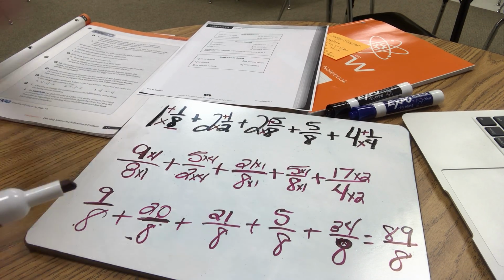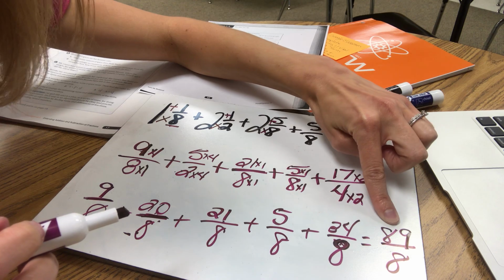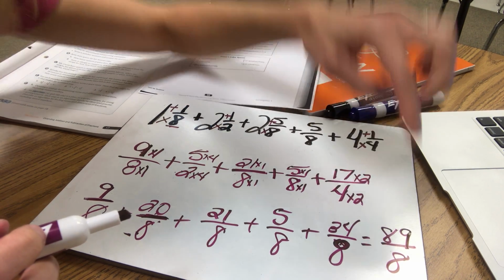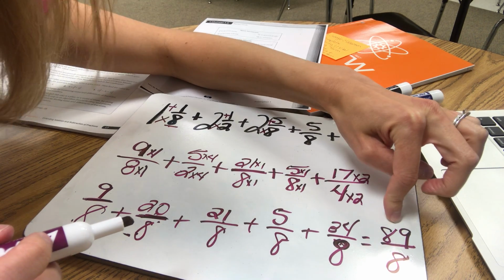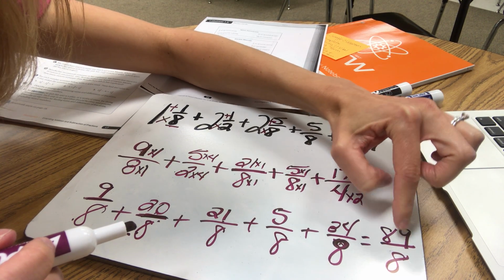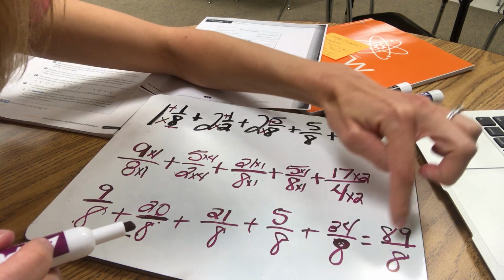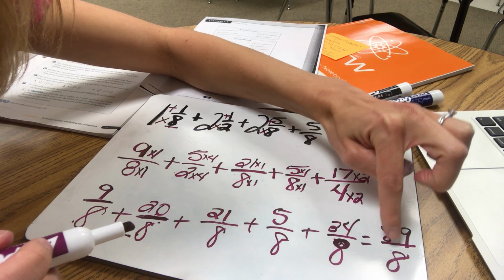Okay. Now we have an improper fraction, and we want to simplify this. We want to turn it back into a mixed number like these were up here. So to do that, this just turns into a really simple division problem. We'd say 89 divided by 8. This fraction line means divide. So 89 divided by 8.